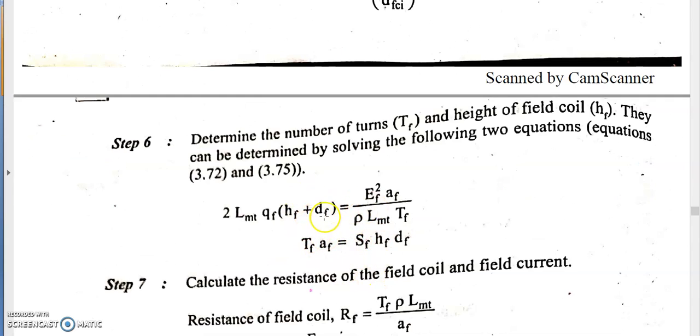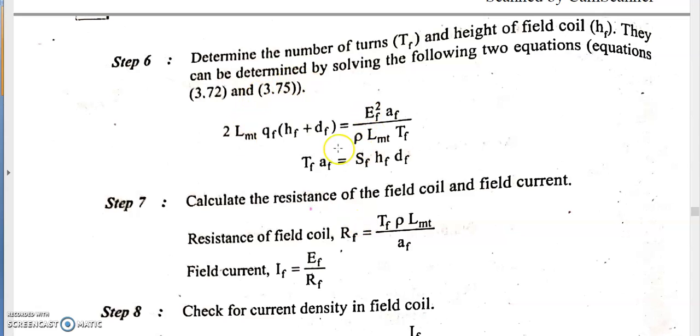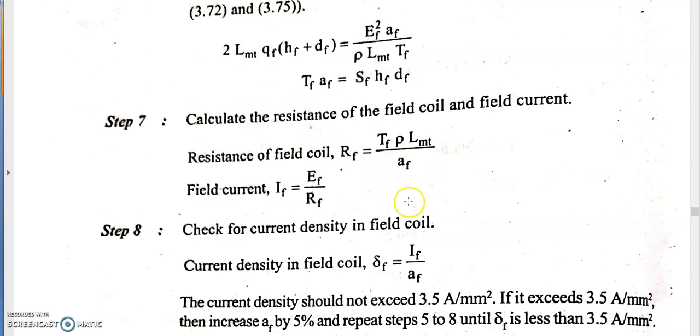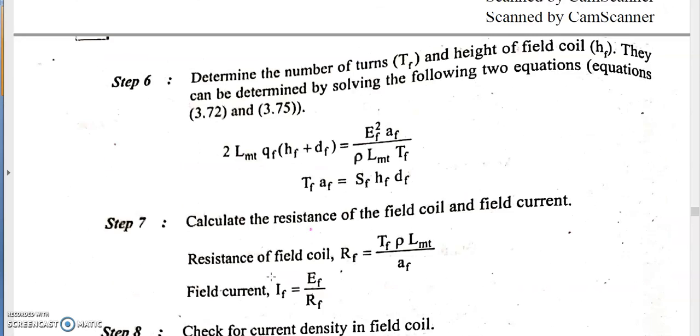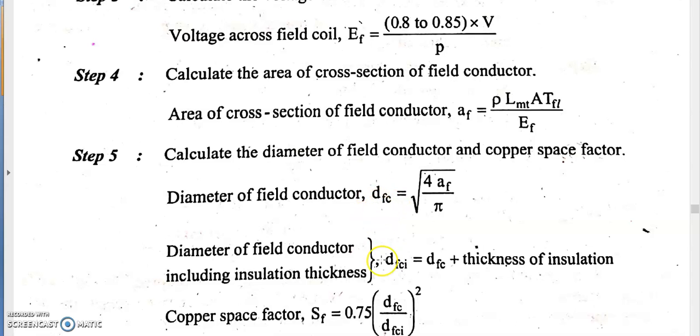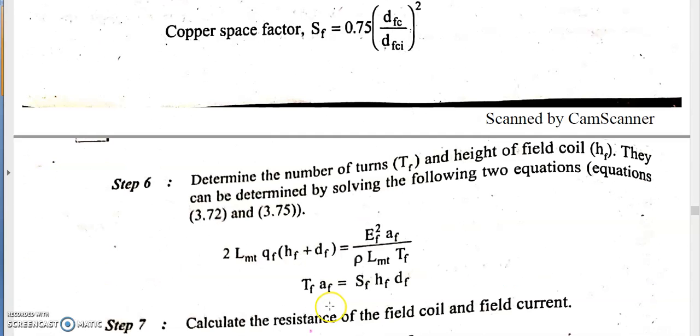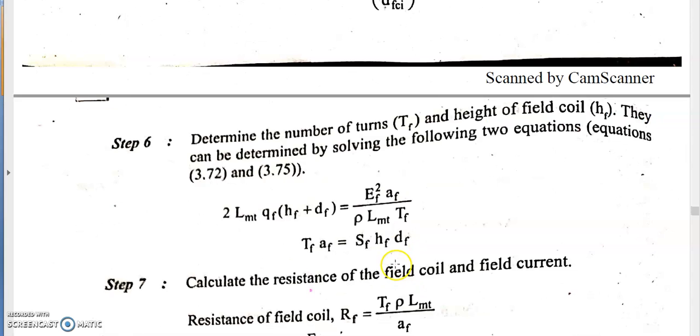SF will be varying, so the values of HF and TF will be varying, so the resistance will be varying, and the current, and then the current density will be calculated. Like that, this step will be repeated until the criterion is satisfied. The current density should not exceed 3.5 ampere per mm square. If it exceeds, we increase the area of cross section by 5%, so the diameter of the field conductor will vary, SF will vary, and so HF and TF will vary. Since SF and the area of cross section are varying, both the equations will vary.